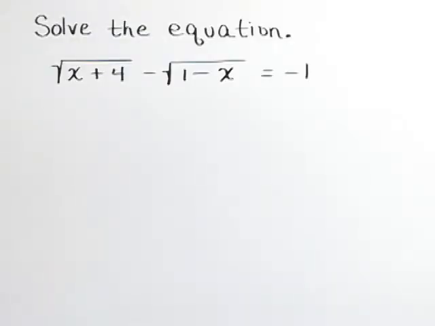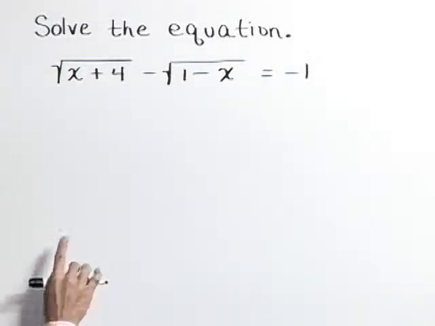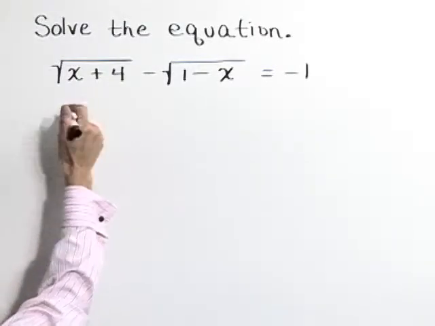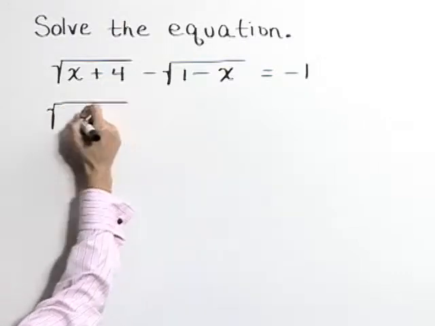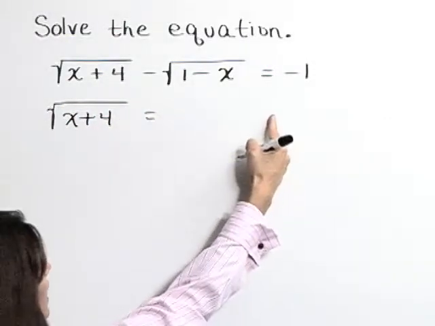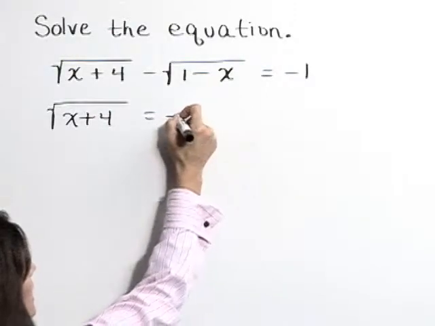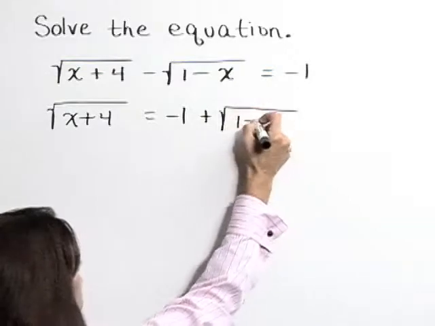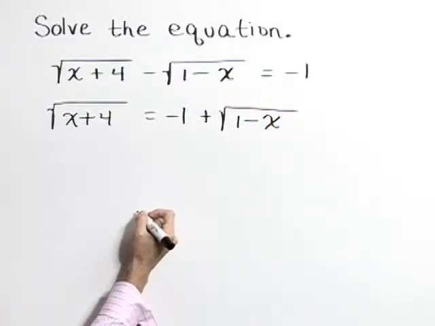Solve the equation. The square root of x plus 4 minus the square root of 1 minus x is equal to -1. Let's begin by isolating this radical quantity, the square root of x plus 4. So add this term to the other side. There we get a -1 plus the square root of 1 minus x.